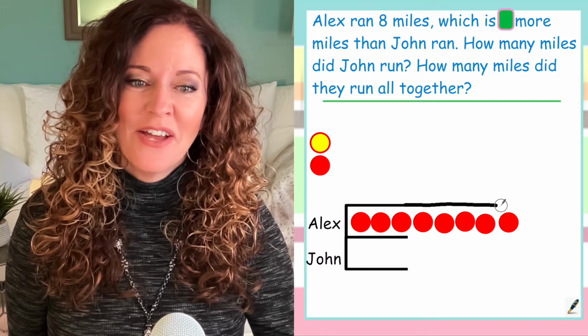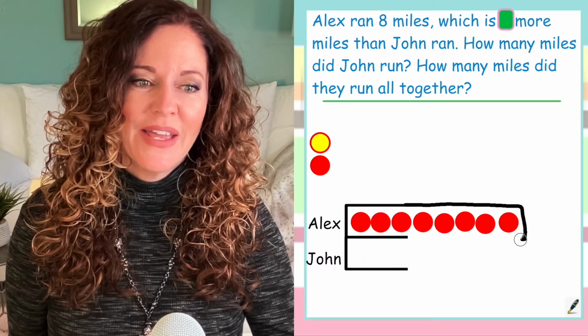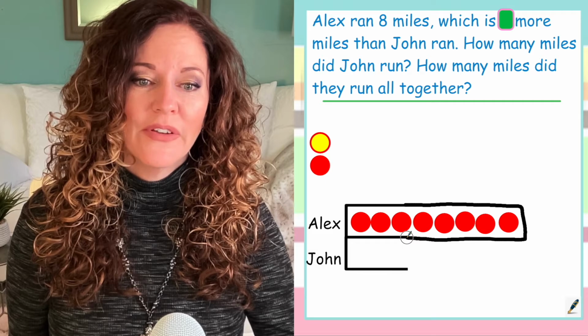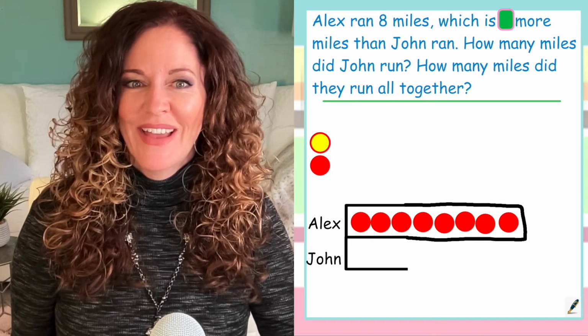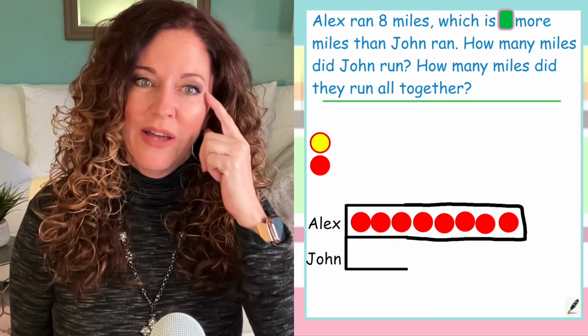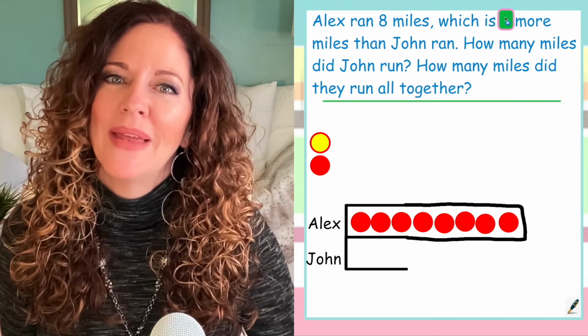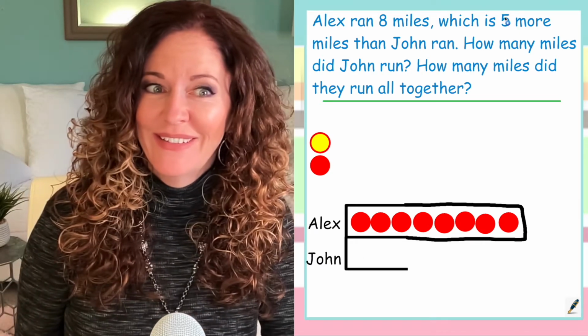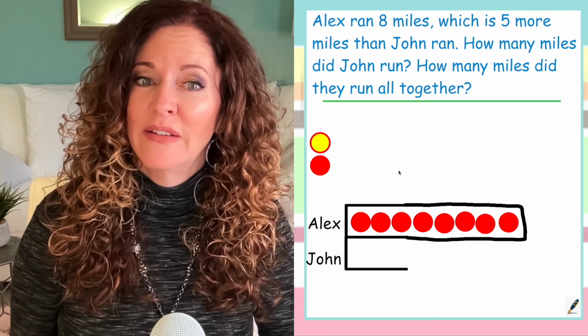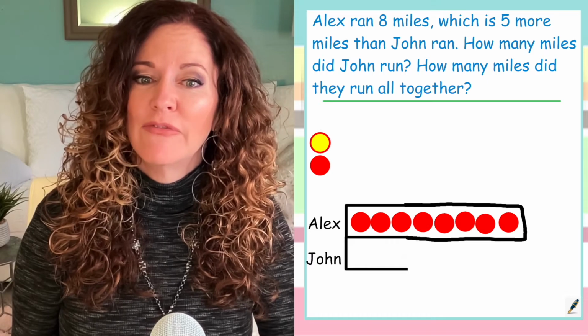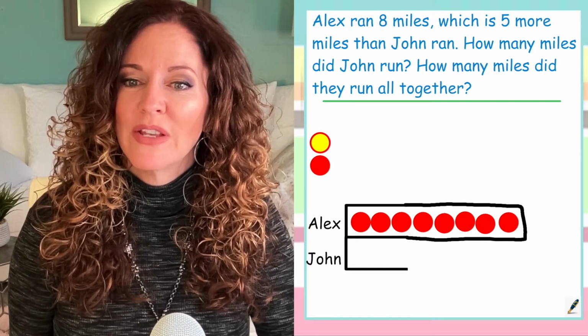And then since I know that's exactly how many Alex ran, I'm going to go ahead and block off his box. And I know he ran more than John. Let's see how many extra he ran. He ran 5 more than John. Alex ran 5 extra, or 5 more than John.